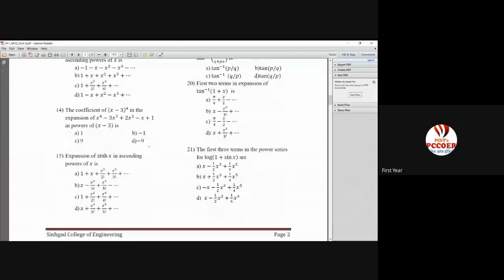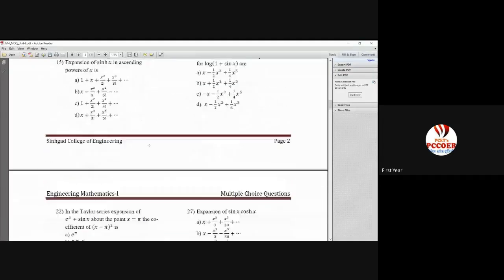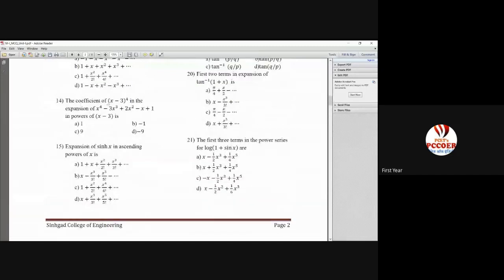These are the same type of questions. This one, coefficient of x minus 3 raised to 4 in the expansion about x minus 3. So it is the fourth derivative at 3 divided by 4 factorial. But it is quite easy, I think so. 1 is the answer.